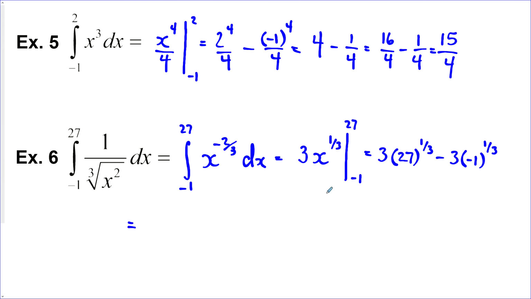Bringing it back here, we've got the cubed root of 27 is 3. 3 times 3 is 9. And the cubed root of negative 1 is just negative 1. So negative 3 times negative 1 is positive 3. So 9 plus 3 is 12.